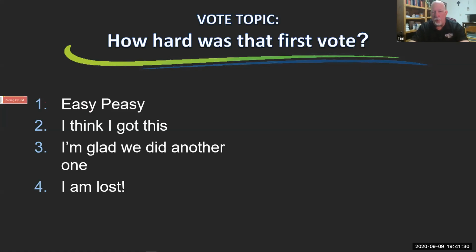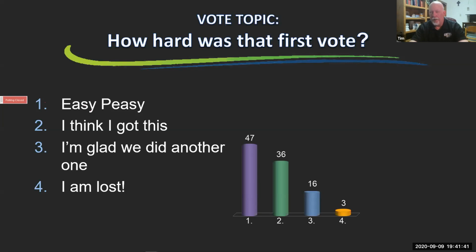I just closed polling. I didn't mean to, but I did. We had 104 responses at that point. Let's look at the results. All right, looks like we had a very similar response. Easy peasy is the best answer. I like that one. I think I got this, good. I'm glad we did another one, good. And I am lost. Well, we got more people. We had one person looking for help last time, and now we have 3 people asking for help. But I'll tell you, you voted, so that's a positive thing.